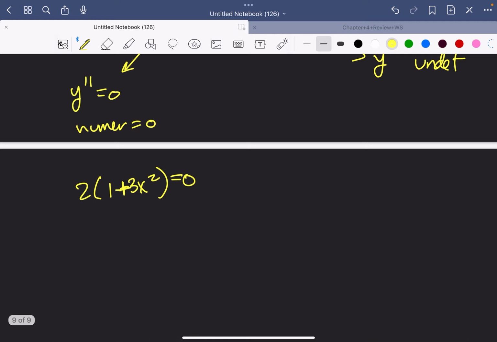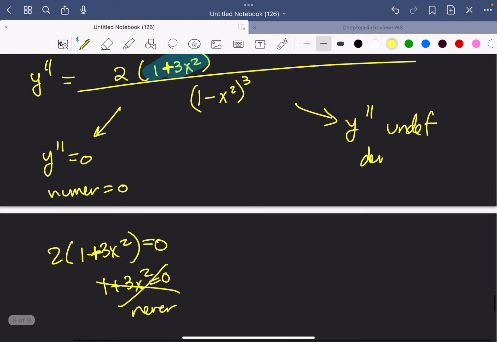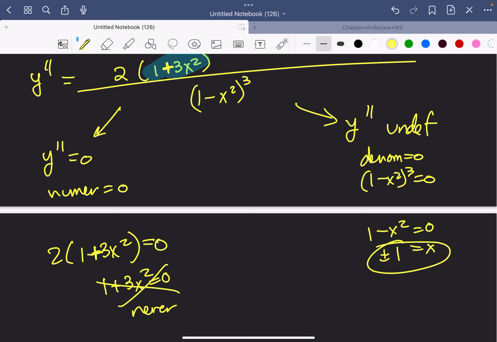So there's that, right? But when can that ever equal 0? I think it's pretty clear that this can never equal 0, so it's never. And then undefined for a fraction is going to be where the denominator is equal to 0. So we get this equals 0. If you take the cube root of both sides, you get this. And we get our old buddy plus or minus 1.